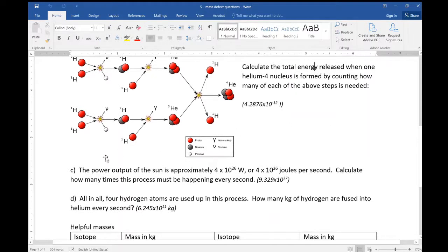The next part of the question had you look at the power output of the sun. Power output of the sun is approximately 4 by 10 to the 26 watts. The more exact number is 3.84 by 10 to the 26, or approximately 4 by 10 to the 26 joules per second. So that gets a special vocabulary term in astronomy. That's something we call the luminosity of the sun. It really just means the power output, or how much energy per second is being released.